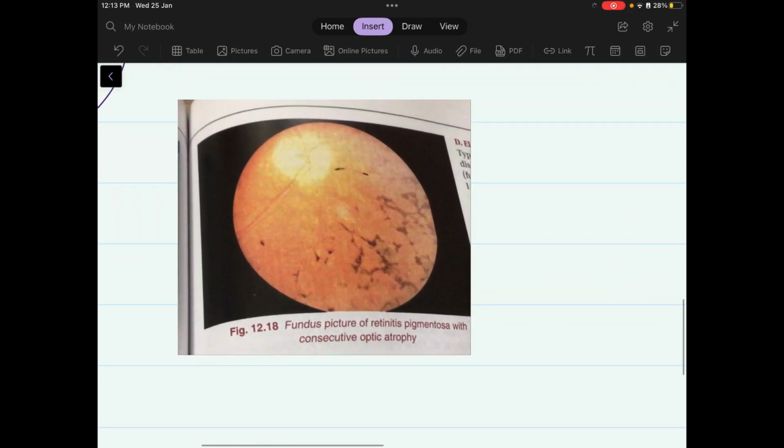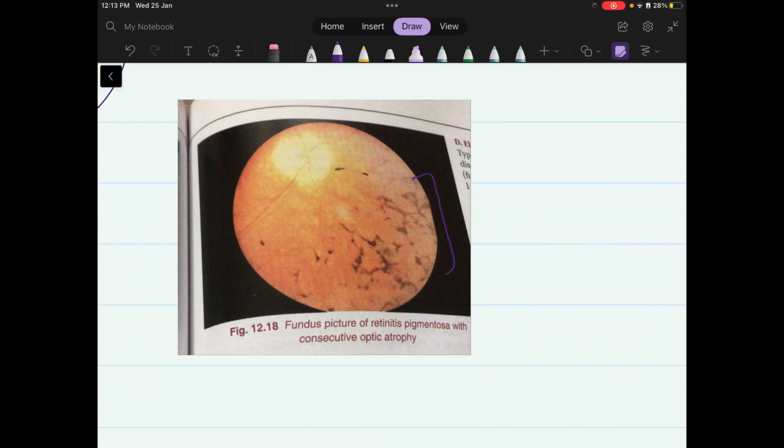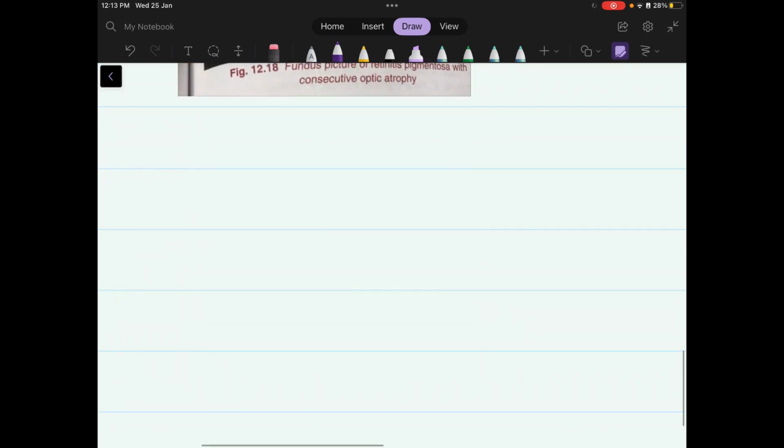So this is the picture I was talking about. As you can see, there are jet black spots, and they resemble bone corpuscles in shape. They are first present in the equatorial region, later anteriorly and posteriorly. Then you will find that the retinal arterioles are attenuated, meaning they are narrowed. Later they may become thin, thread-like.